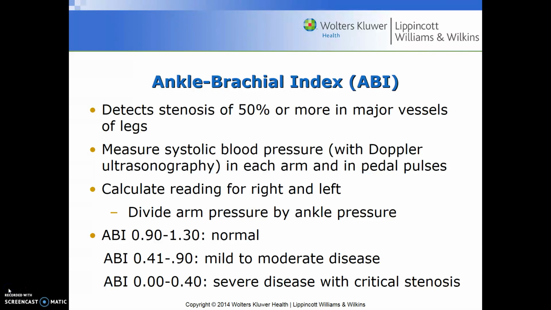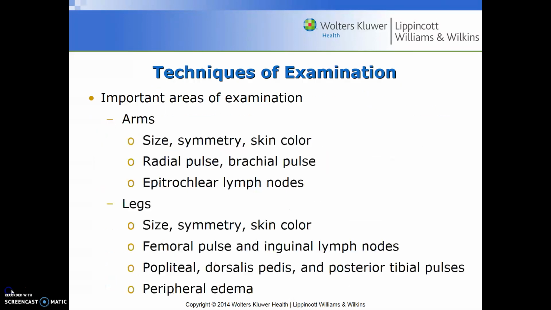One of the diagnostic tests that is helpful to detect stenosis of 50% or more in major vessels is the ankle brachial index. And I'd like you to go over how to measure that and calculate it. Look at those normals for ABI, 0.90 to 1.30, and then review your mild to moderate disease and your severe disease with critical stenosis of that ankle brachial index.